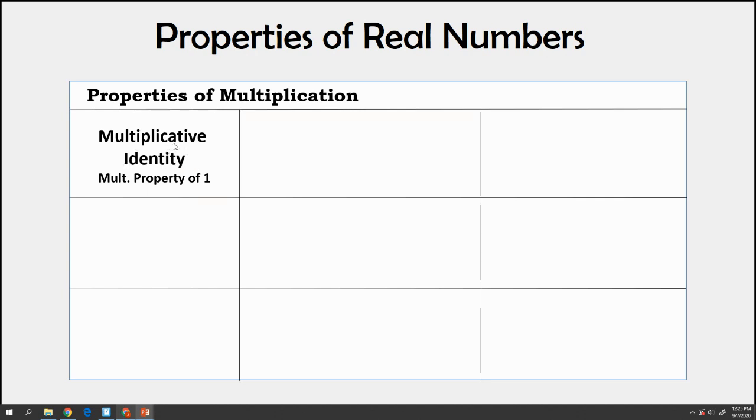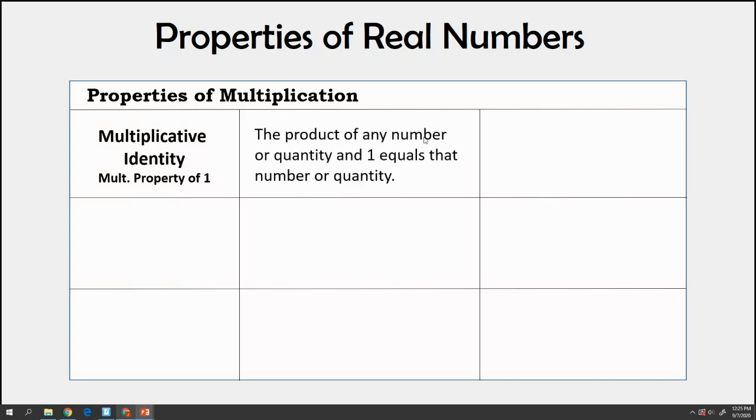What can you multiply a number by and it keeps its identity? Well, it's 1. The product of any number and 1 equals the number. So A times 1 is A. -3 times 1 is -3. The quantity x plus 4 times 1 is the quantity x plus 4. So that's the multiplicative identity, very similar to additive identity, but now obviously you're going to multiply by 1 to keep it the same.